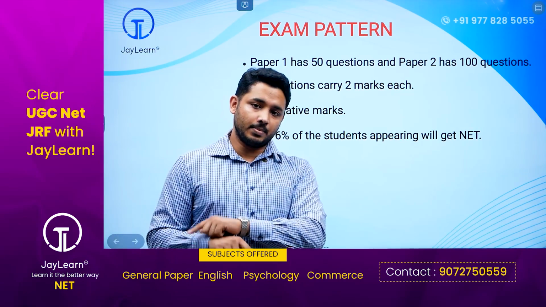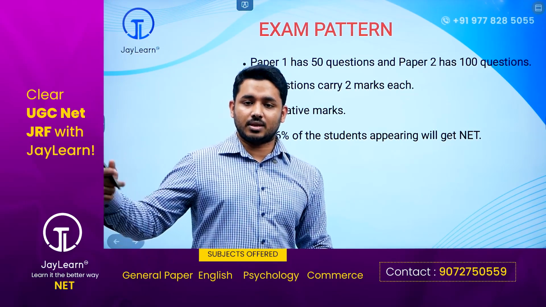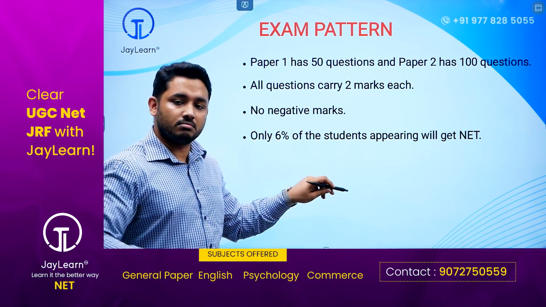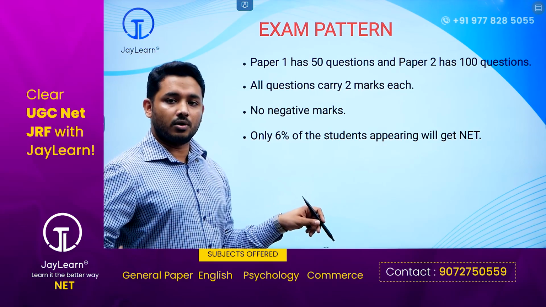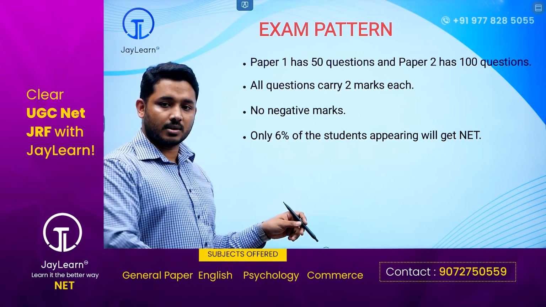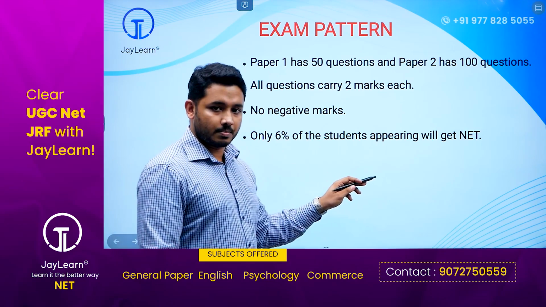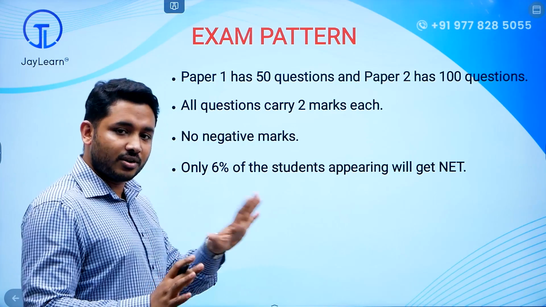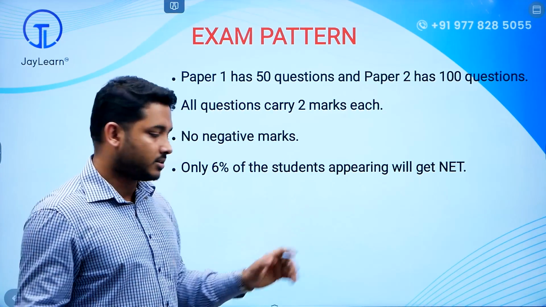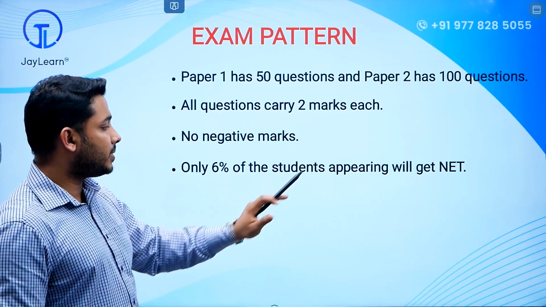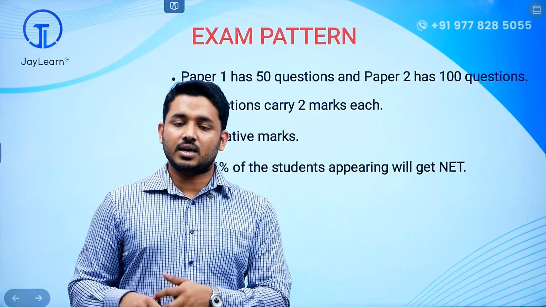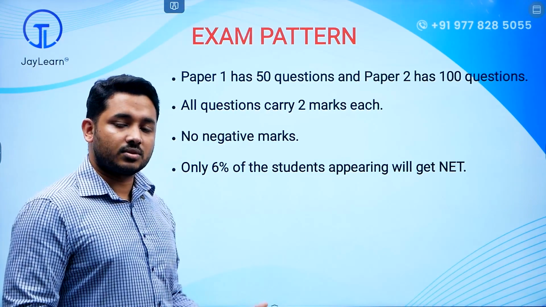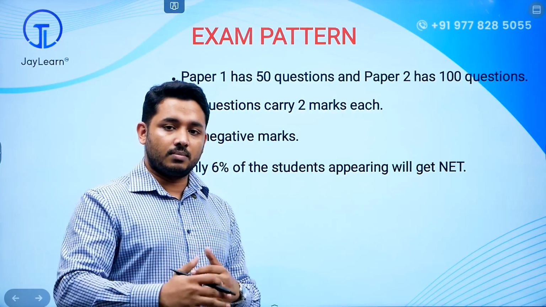Whereas a CSIR exam, the science subjects exam, has negative marks. So the strain on the student is much more for the CSIR exam as compared to the UGC NET exam. So it might change anytime. So it's important that you clear it before this format is changed. All right. Only 6% of the students appearing will get NET. So in case 100 students write the exam, only 6 of them will get NET. So that's how the cutoff is set.